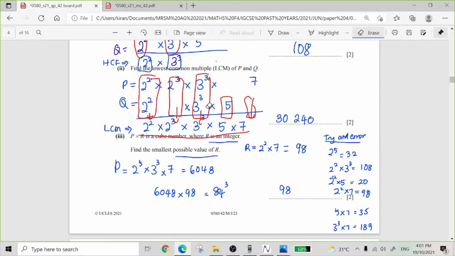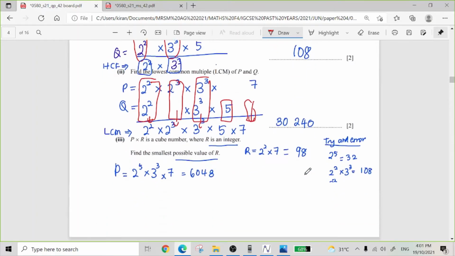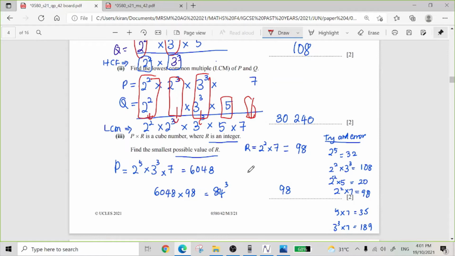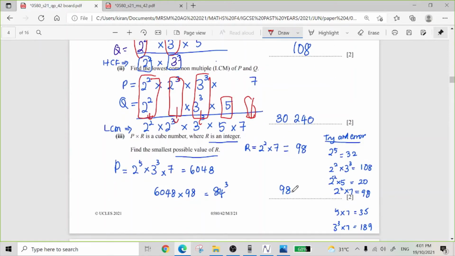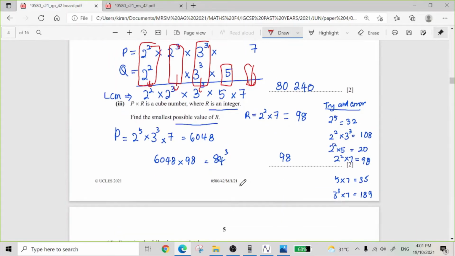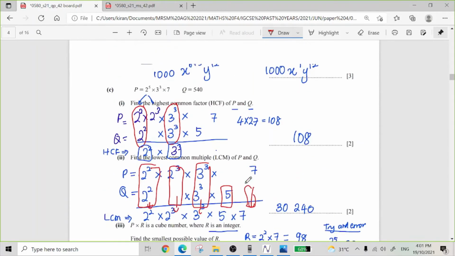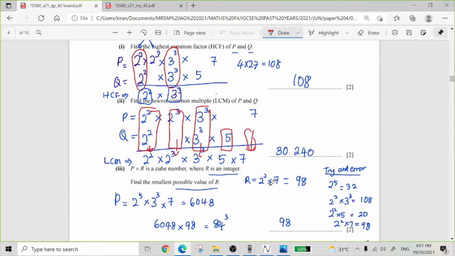Okay, next question, this is a bit tricky question. P times R is a cube number where R is an integer. Find the smallest possible value of R. For this method, I use trial and error. It's actually a bit tricky, and this is only 2 marks for you. If you feel you can't go through it, if the question is complicated with few marks, go to the next question first. Don't spend your time on a question that you feel you can't do with few marks.